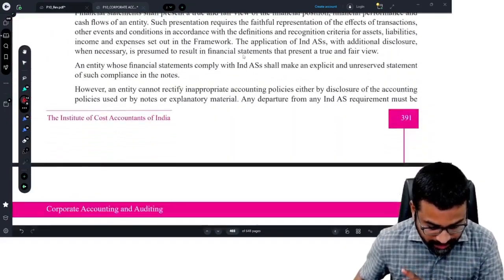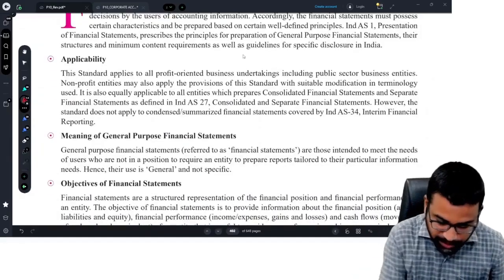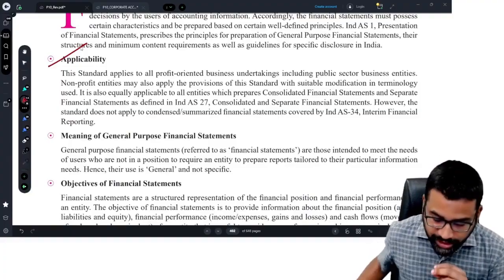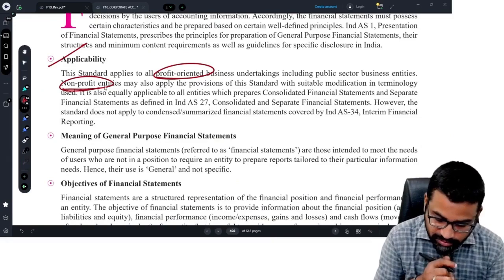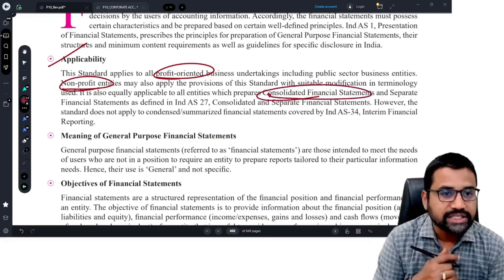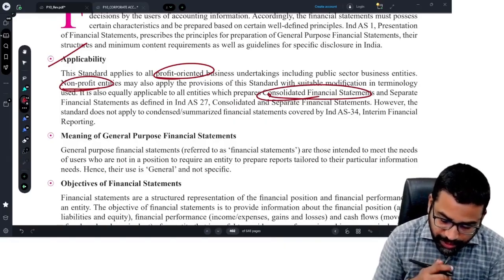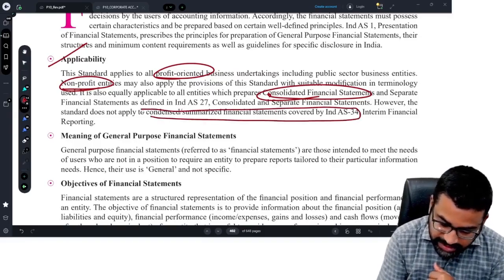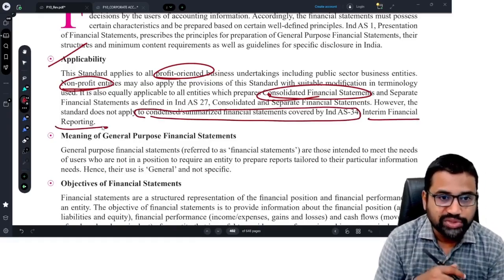Okay, see here. First, we discussed the applicability. I told you this is applicable for profit oriented undertakings, as well as non-profit entities. And also I said this is applicable for consolidated financial statements also. And when you prepare summarized financial statements by Ind AS 34, that is interim financial reporting, this is important. They may ask a question.